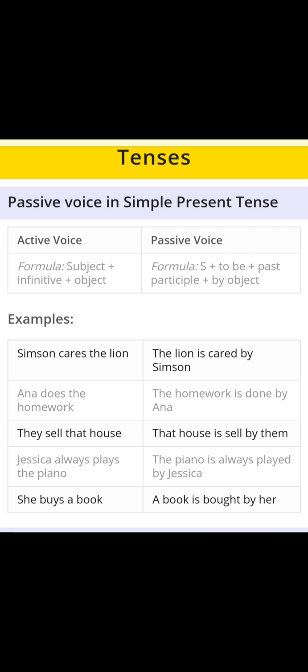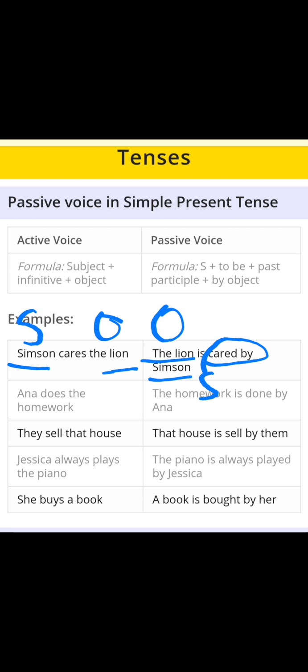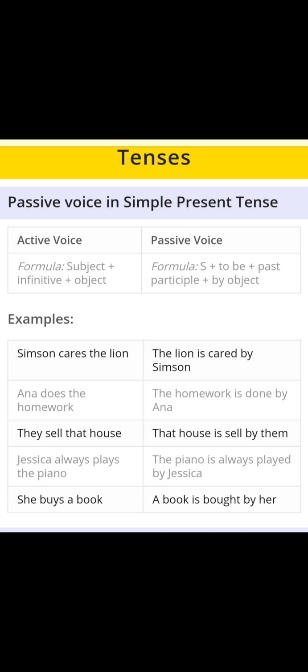Just look at it. Simpson carries a line. The line is carried by Simpson. Simpson is the subject. The line is the object. Now you can see the object has been placed first. Simpson, the subject, has been placed third. Carry is changed into carried, the verb's third form. Look at it again. Simpson carries the line. The line is carried by Simpson.